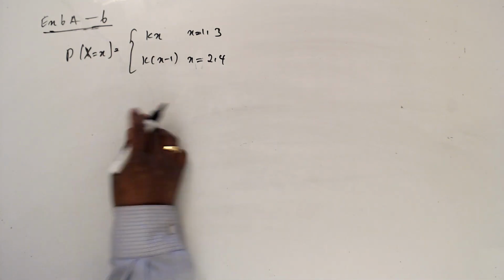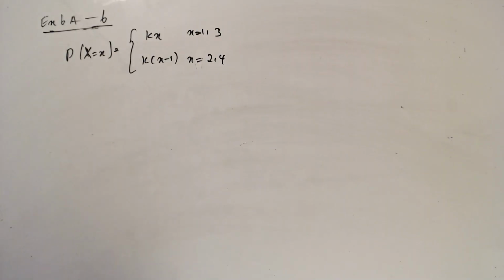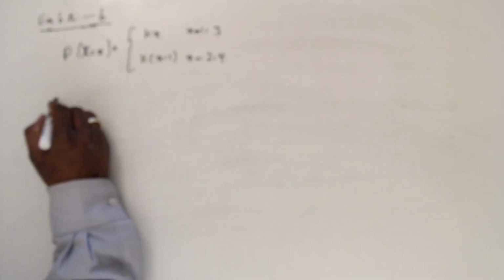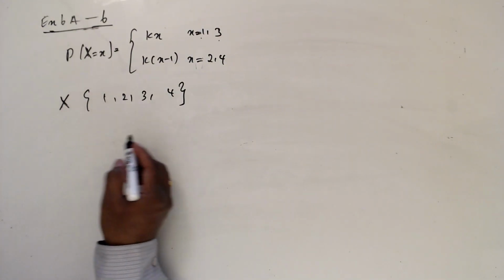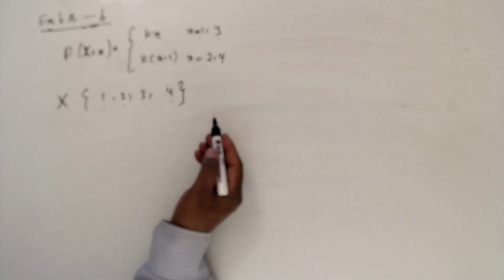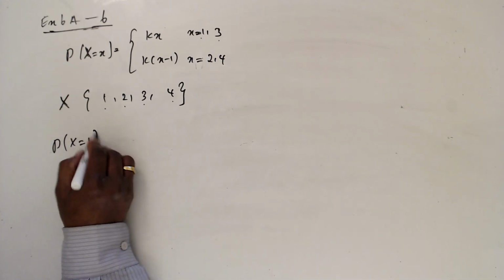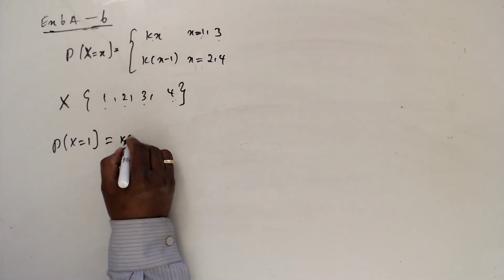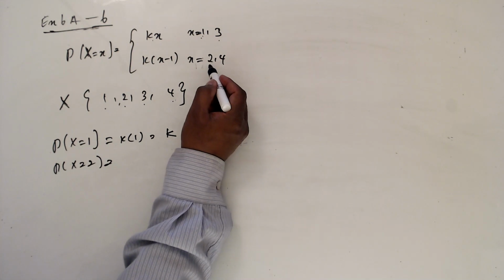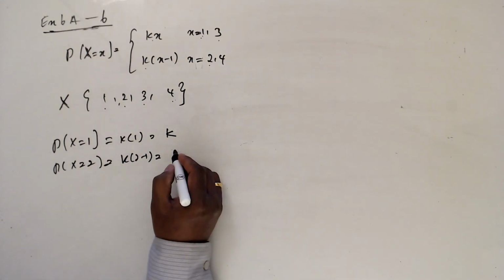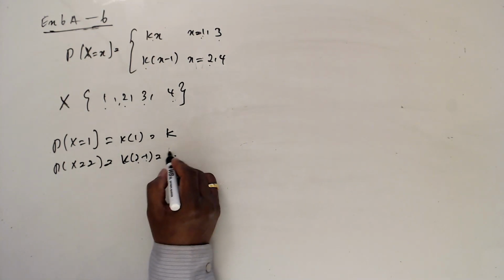Exercise 6. This is the probability mass function that is given. So x has a sample space 1, 2, 3, 4. The random variable x is taking either 1 or 2 or 3 or 4, and when you take 1 or 2 or 3 or 4, the probability is given. Now, probability of x equal 1: we have to use this one, k times 1, which is k. Then probability x equal 2: we have to use this one, k times 2 minus 1. 2 minus 1 is 1, 1 times k is k.